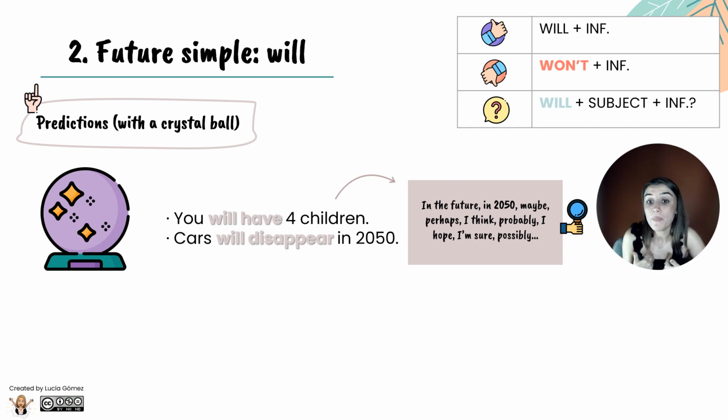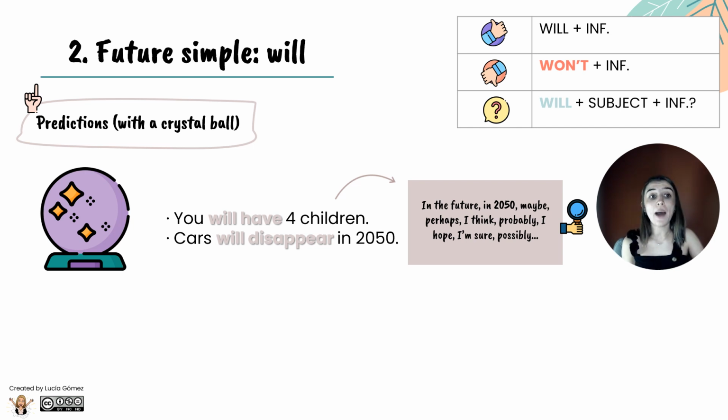Or I think it will rain. Vale, pues si es lo que tú piensas, no me voy a llevar paraguas porque es que no te creo. Hay muy pocas probabilidades de que eso se cumpla. And the same happens with probably, possibly, likely, or I'm sure, I hope, and so on and so forth. In all those cases, with all those clues, we are directly going to use will.